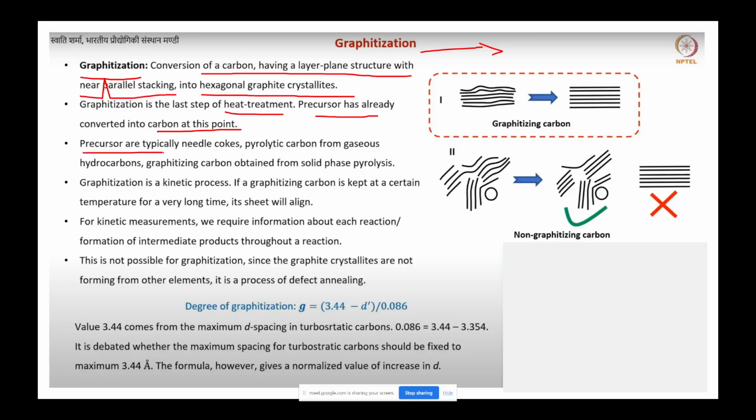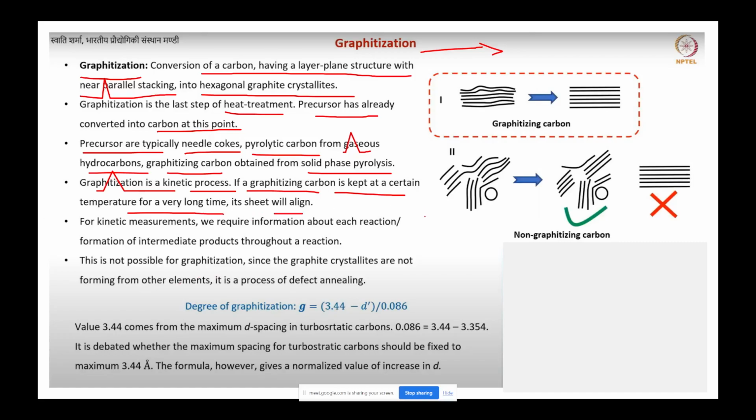The precursors are typically needle cokes. You can take pyrolytic carbon from gaseous hydrocarbons. You can take graphitizing carbon. You can take a precursor obtained from solid phase pyrolysis. Graphitization is a kinetic process. If a graphitizing carbon is kept at a certain temperature for a very long time, its sheets will align.